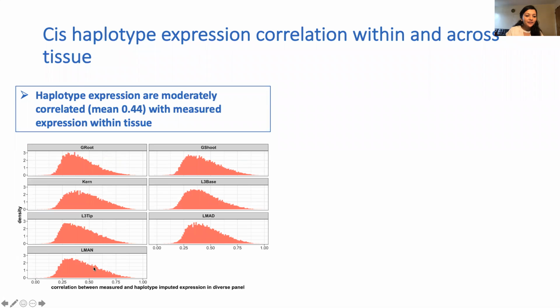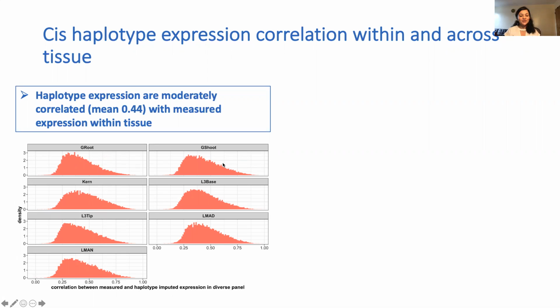The different panels here represent the correlation distribution between measured and haplotype-imputed expression values in different tissues. As we can see here, the haplotype expression values are moderately correlated, with average correlation ranging from 0.42 to 0.46 across these different tissues. We didn't see much variation in this distribution across these tissues.